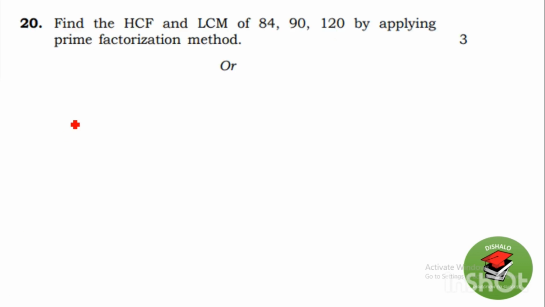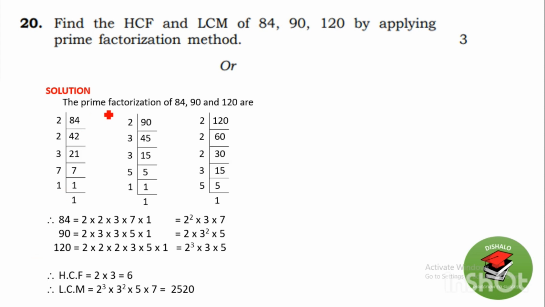The next question. You have to find the HCF and LCM of the following numbers by applying the prime factorization method. This is very easy. So let us see the solution. First we'll find the prime factorization of 84, then 90 and 120. Then we'll write it in this form: 84 is 2 into 2 into 3 into 7, that is 2 square into 3 into 7. And this one is 2 into 3 square into 5.